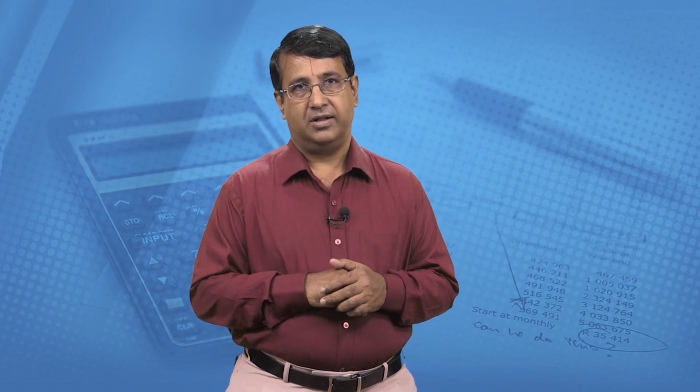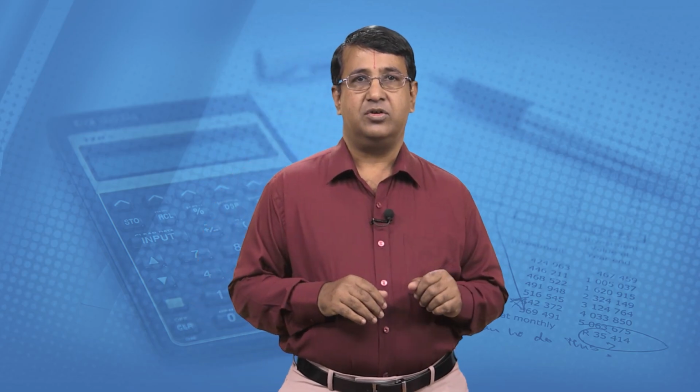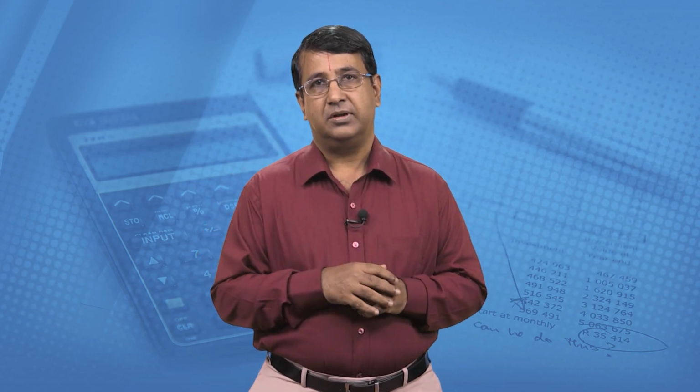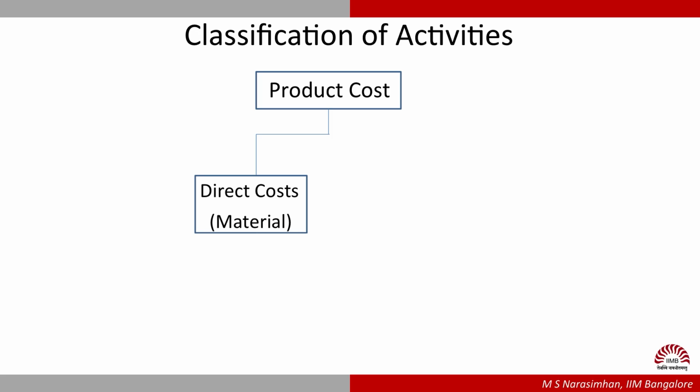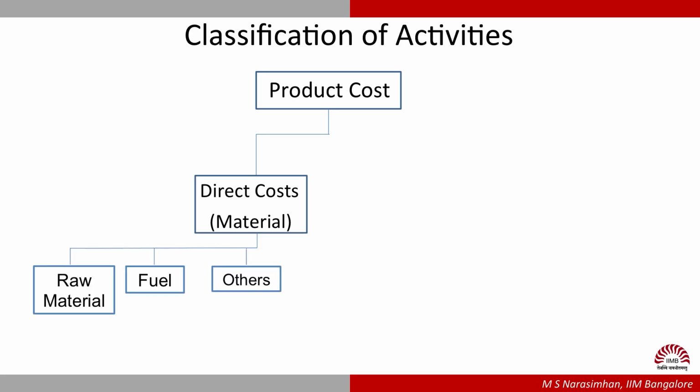Let us go deeper into that activity based costing. ABC classifies a cost into broadly two groups. The first one is related to material and other input directly required for manufacturing the product. It includes raw material, fuel and other utilities. These costs are directly traced to the product either on the actual basis or on standard cost basis.